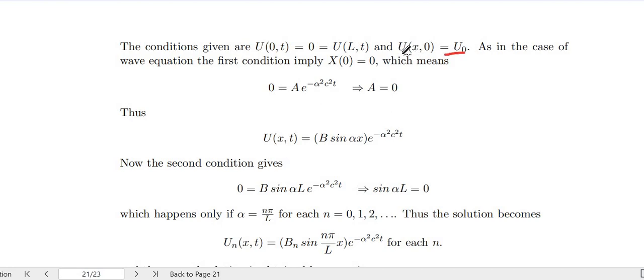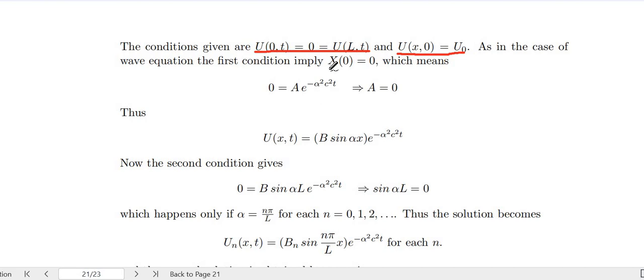This is what we mean by the rod is initially at a uniform temperature. That means at time t equal to 0, at every point x the temperature is the same and it is u naught. So these three conditions we need to apply to find the constants a, b and α.